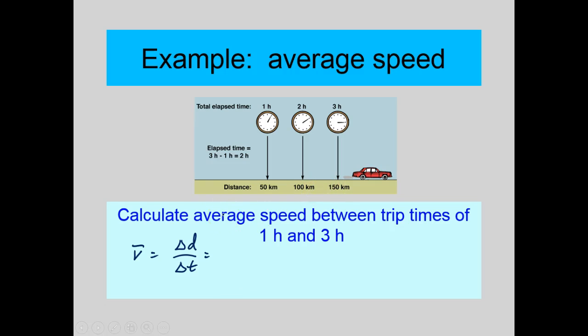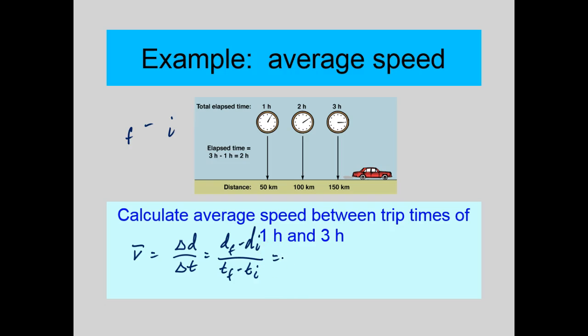Now here's what the delta represents. Always, no matter what follows the delta, it's final minus initial. Always difference, that's subtraction, right? Always final minus initial. So what's your final distance? So we'll do df minus di over tf minus ti. That's what delta means. Final minus initial of whatever you're measuring there.